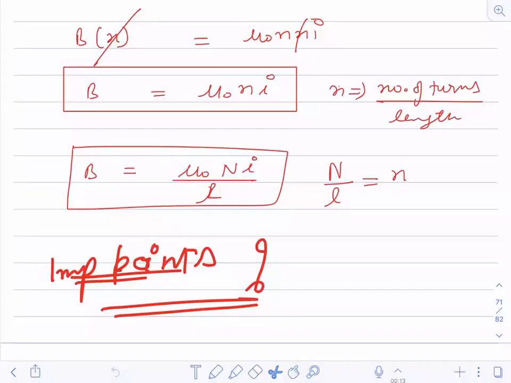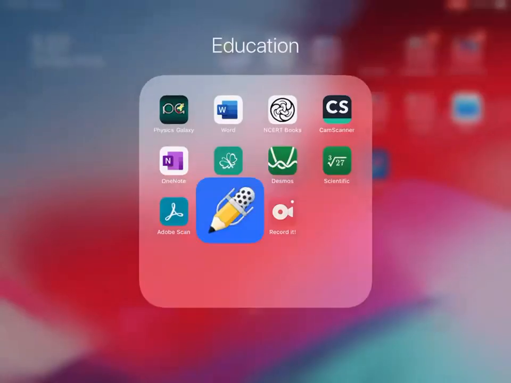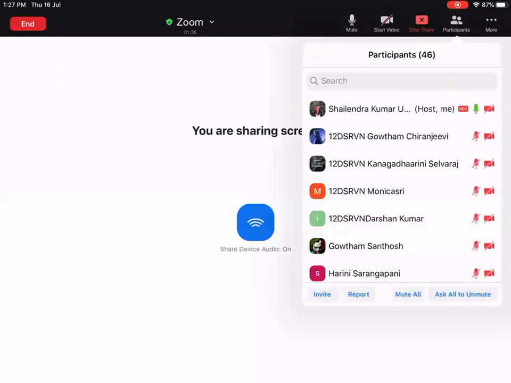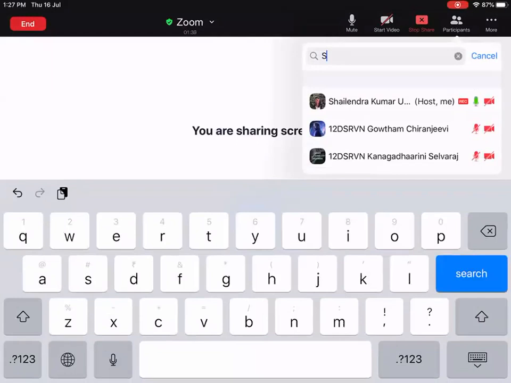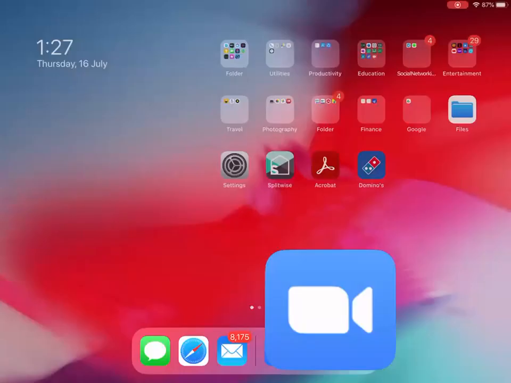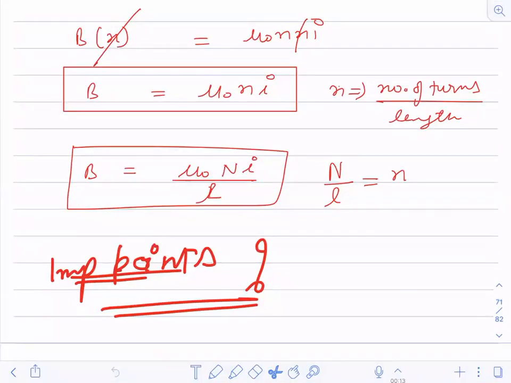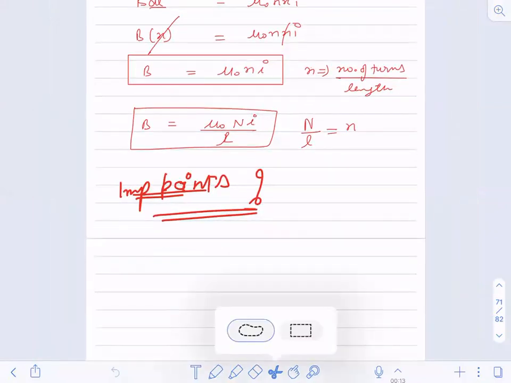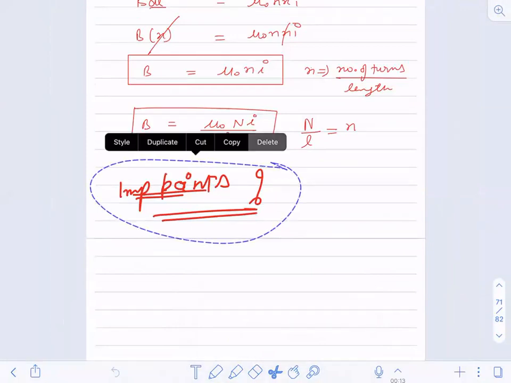Okay, so we have to write some important points, correct? We had to see some important points in solenoid. We will finish that and then we'll start with the toroid. So what are the important points? And then we'll revise a little bit of whatever we have studied yesterday, okay? And then we will start with the toroid.